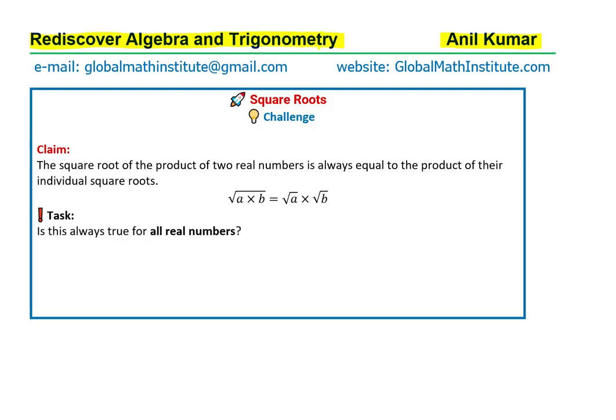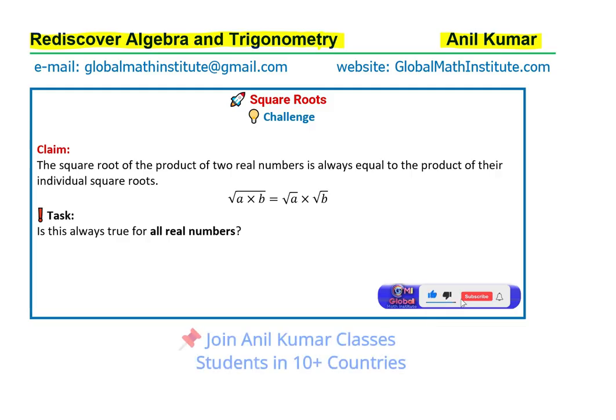Here is another one. The claim here is that the square root of the product of two real numbers is always equal to the product of their individual square roots. Mathematically, square root of a times b equals square root of a times square root of b. Is it always true? That is the question for you.